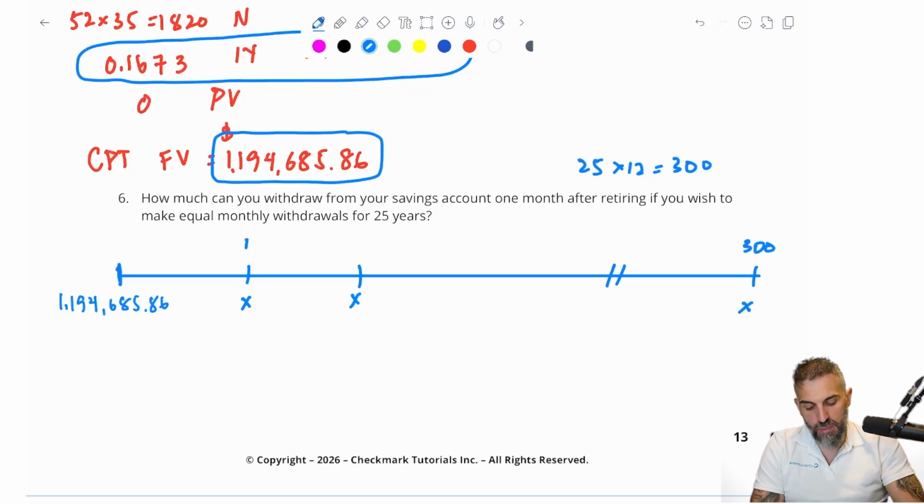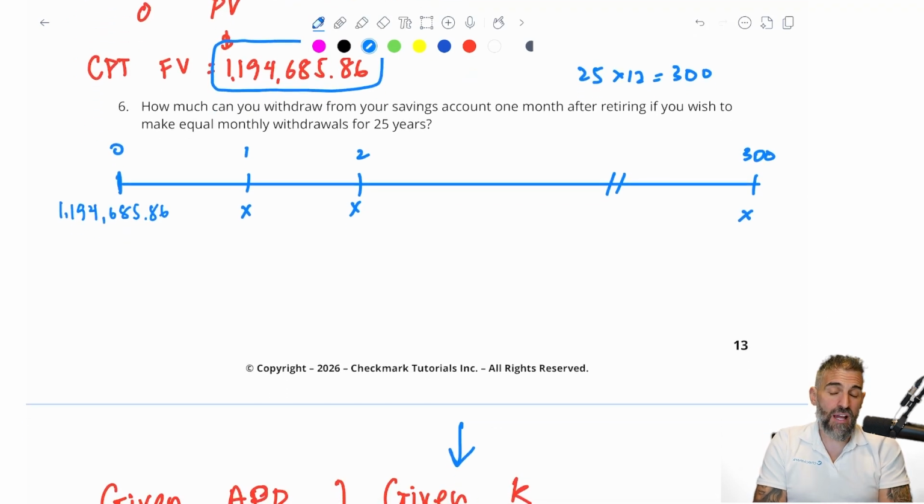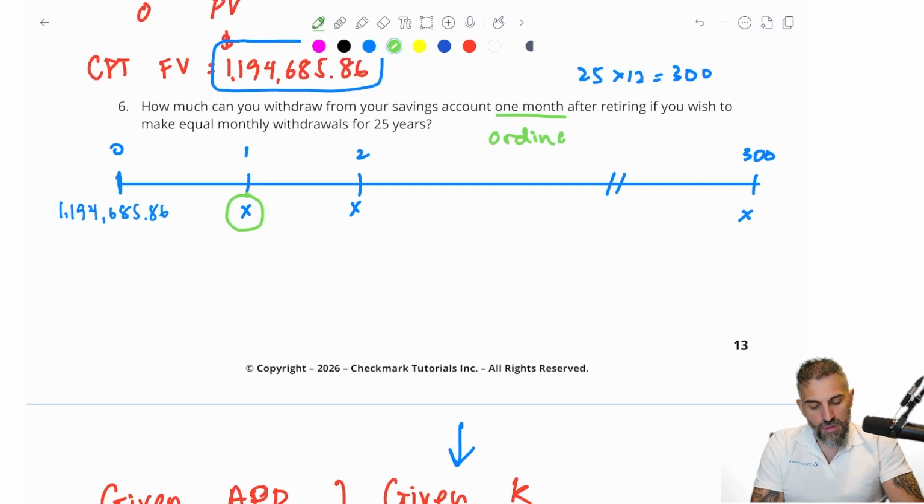No, you don't just divide by 300. That would be super, super easy. This is a really common situation with retirement questions. Once you know how much you have on the day you retire, that becomes the present value for this segment of your life. Let's break down the question. 1 month after retiring is when you're going to take out your first, right? So look at your first payment. Your first cash flow is actually at the end of the first period. So now it's back to being ordinary. We're not going to have BGN anymore.